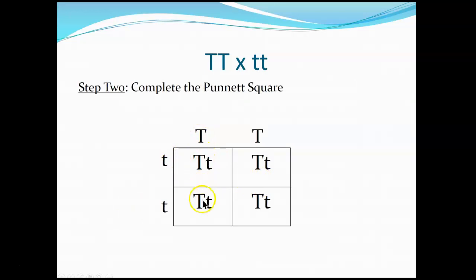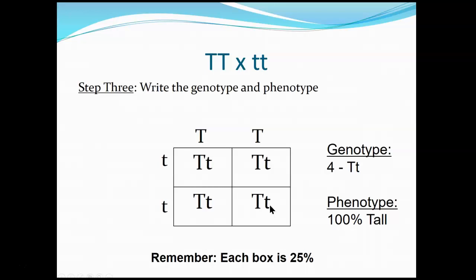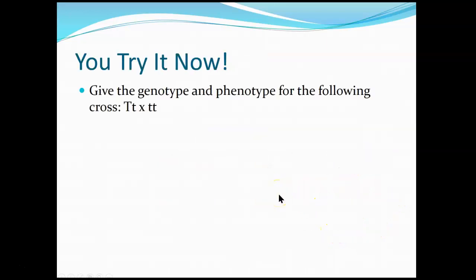So you would have taken the capital T down here, the lowercase t here, lowercase t here, lowercase t here, lowercase t here. Then you're going to write the genotype and phenotype. So all 4, the genotype is heterozygous. And then because there's 4 boxes, each is 25%. And all 4 of these offspring would be tall because they all have the dominant trait. So the phenotype, 100% of them would be tall.